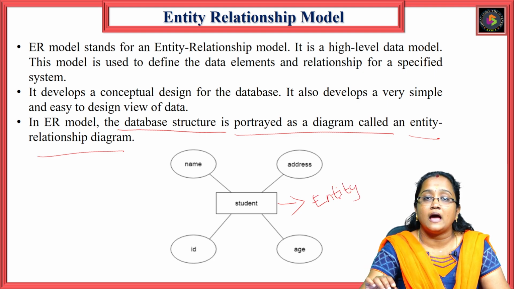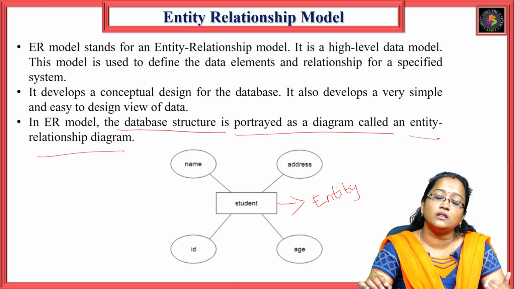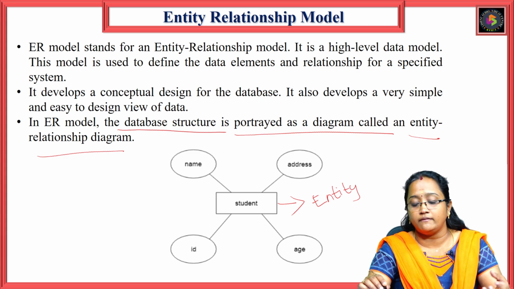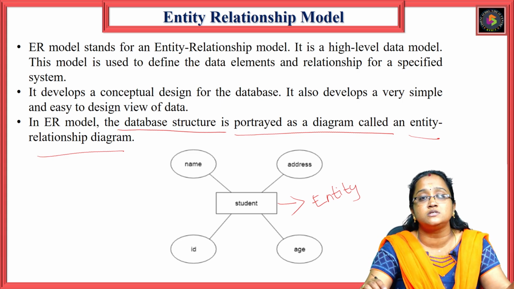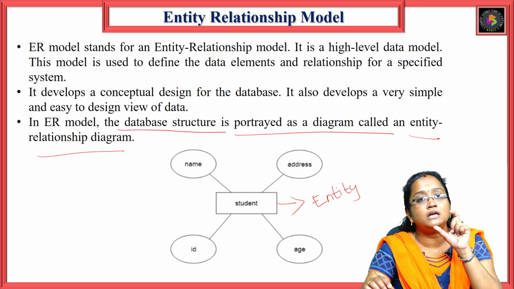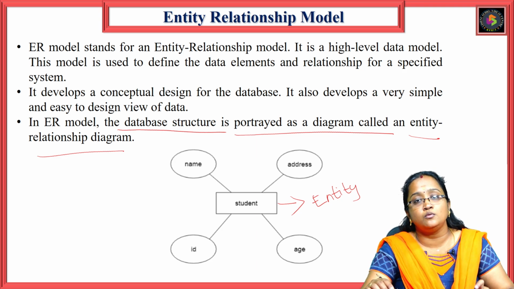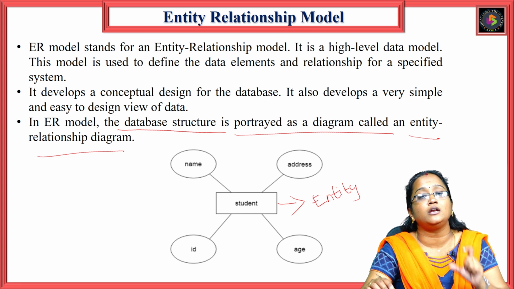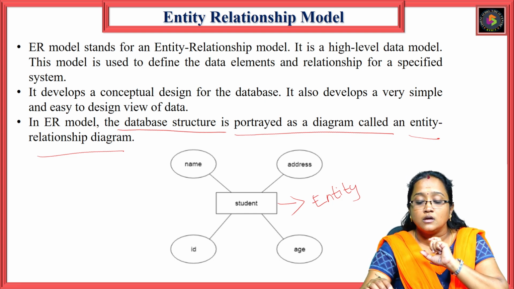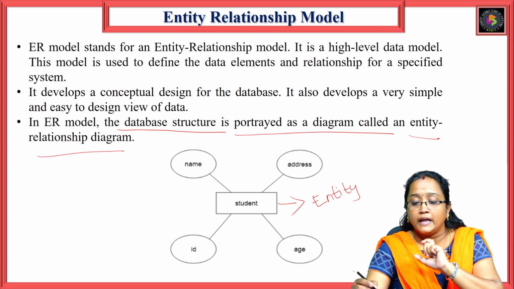The student has these attributes. What attributes can a student table have? Their roll number, their name, their address, their ID, their age. So these are the attributes for that particular entity. Simply we can say that for a particular table, the column names we are having are termed attributes here, and the table is termed an entity.